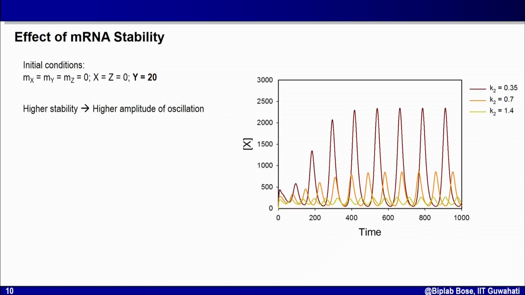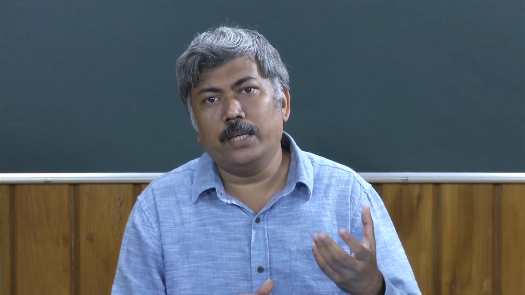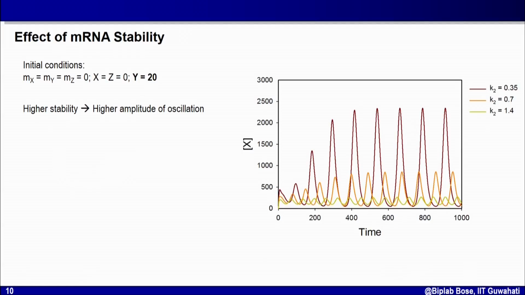Now, this particular system of oscillation has two other key parameters. One is the stability of mRNA, the rate of degradation of mRNA, and the other is the rate of degradation of protein. Rate of degradation of mRNA depends upon the rate constant for degradation of mRNA, and the rate of degradation of protein also depends upon the rate constant for degradation of the protein. So let us look into the effect of mRNA stability and protein stability on the oscillatory behavior of this 3-gene system. What I will do, I have taken the same system where I will get oscillation.